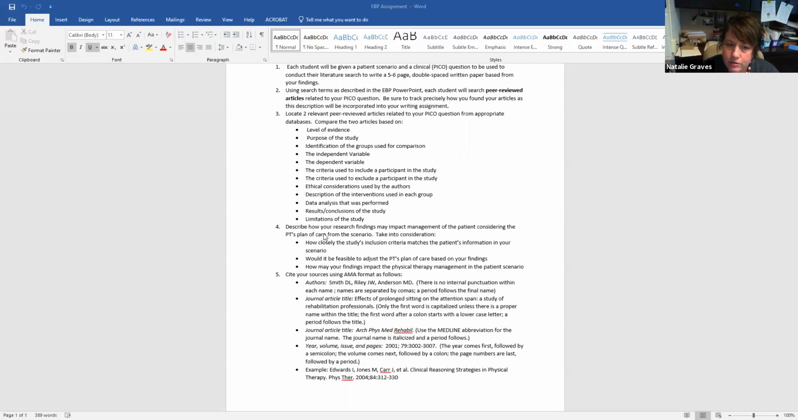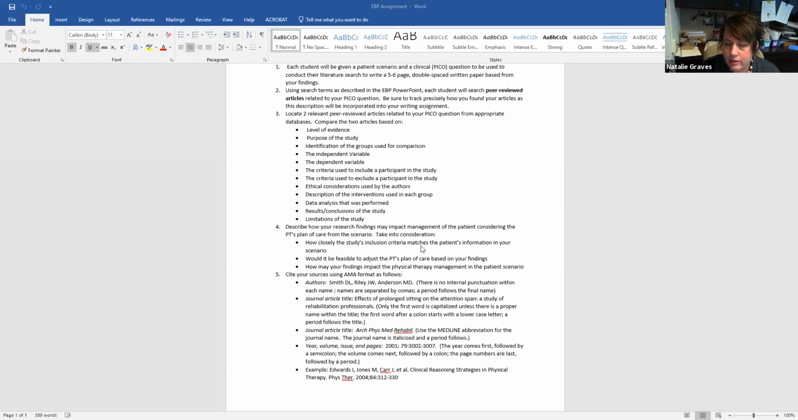Then I want you to describe how your research findings may impact management of the patient scenario that you were given according to the plan of care. Here, you're going to take into consideration how closely the study's inclusion criteria matched the patient type in your scenario. For example, in the research study in the article, you may find that there were more males used in that study, and maybe you have a female as your patient, or maybe the patients were ages 40 to 60 and your patient was a little bit older than that.